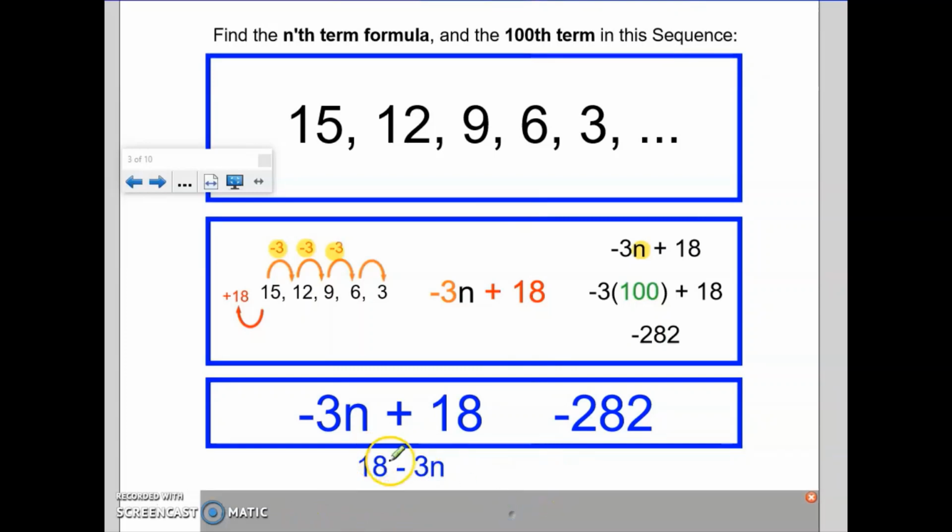So my answers would look like this. Minus 3n plus 18. Just notice that I could have written it in this order, and you may find that in some textbooks or on some worksheets. Basically just putting the minus 3n to the other side of the 18 and writing it like that means exactly the same. This and this are equivalent answers, just some people prefer to write their number first and then their coefficient of n second when they're dealing with a negative coefficient. And then my 100th term is minus 282, and again I've worked that out from a bit of accurate substitution.